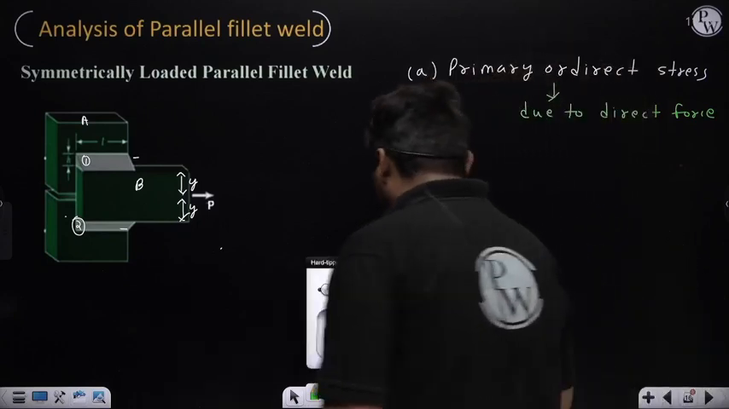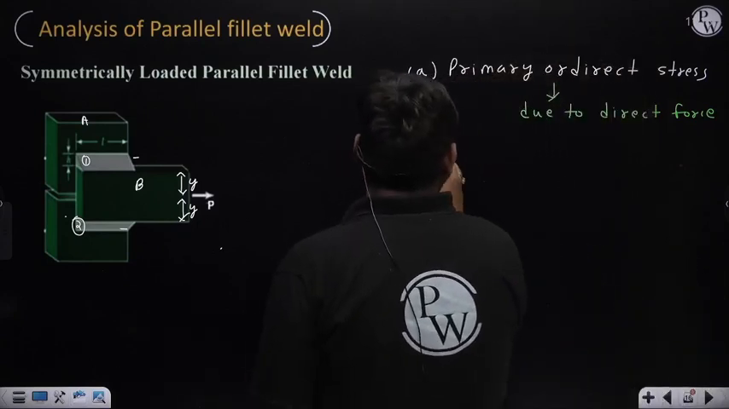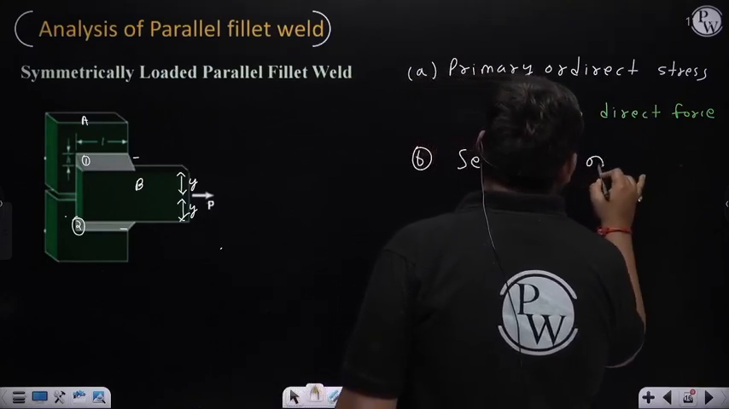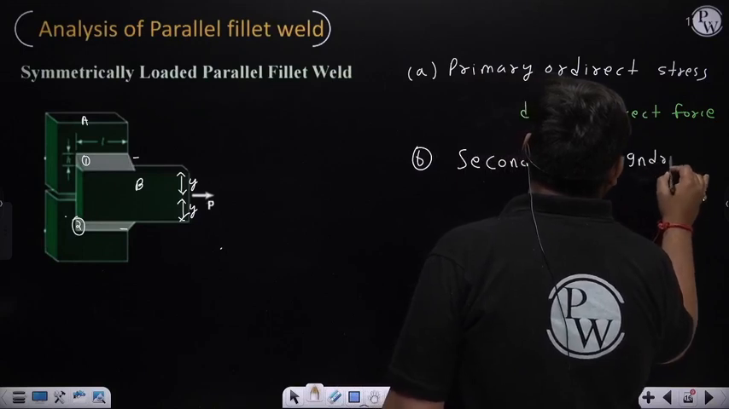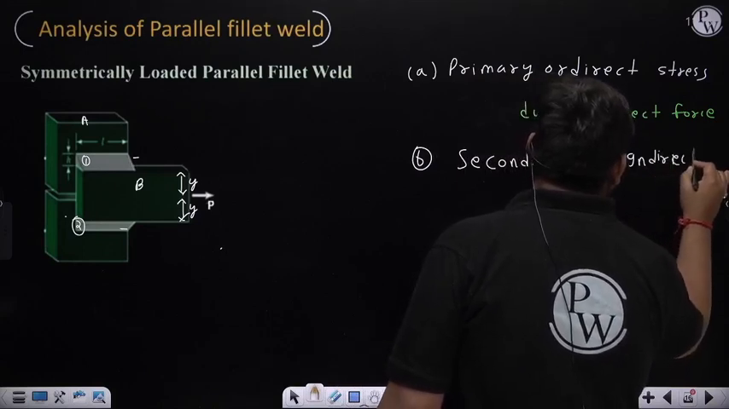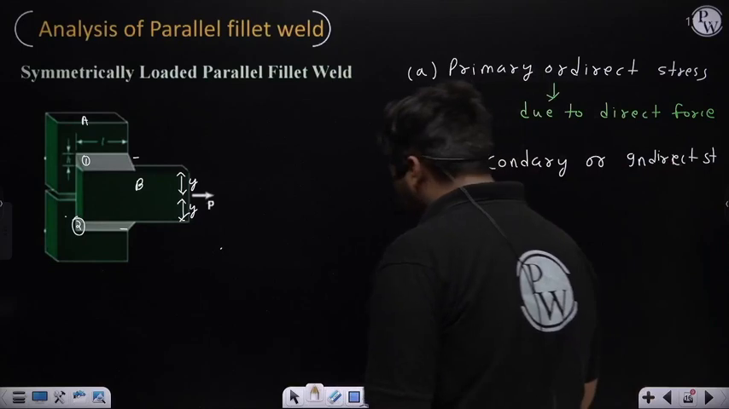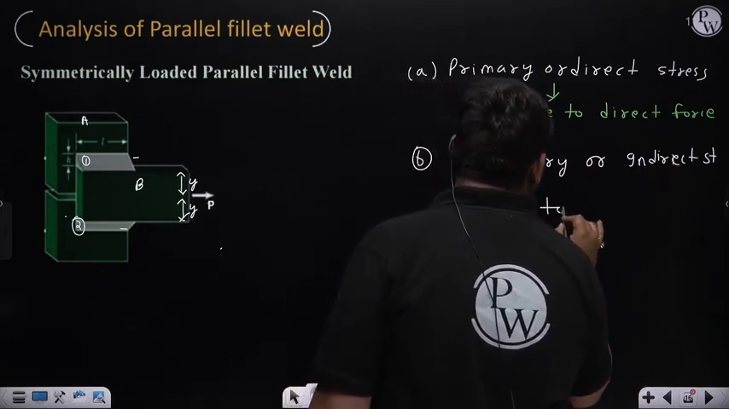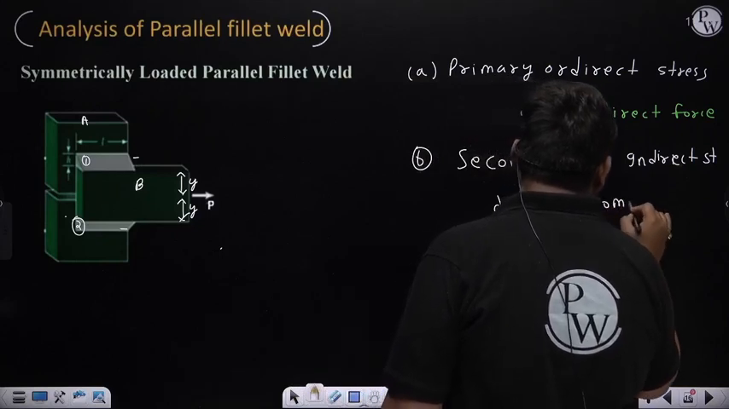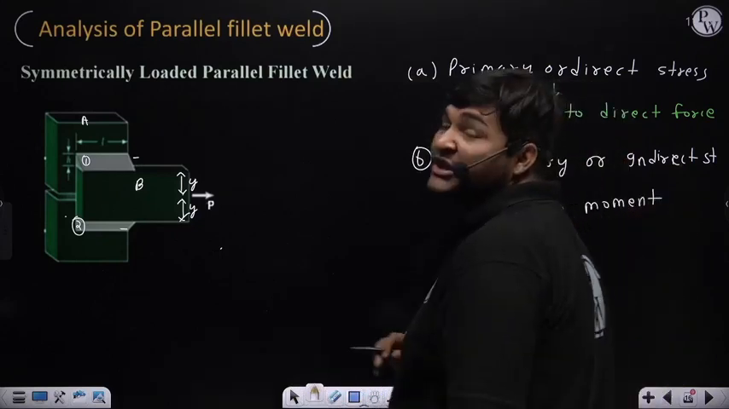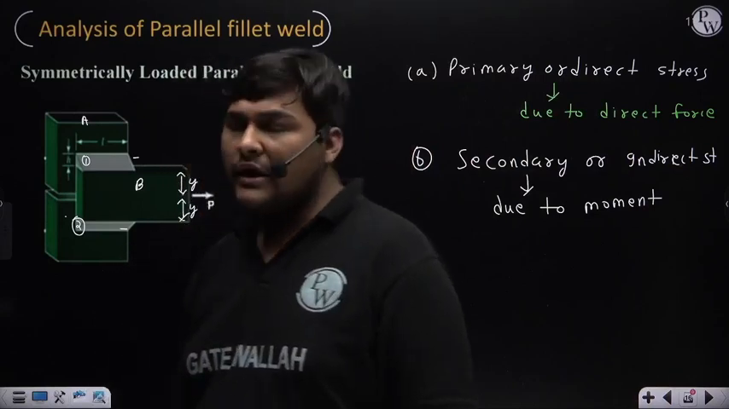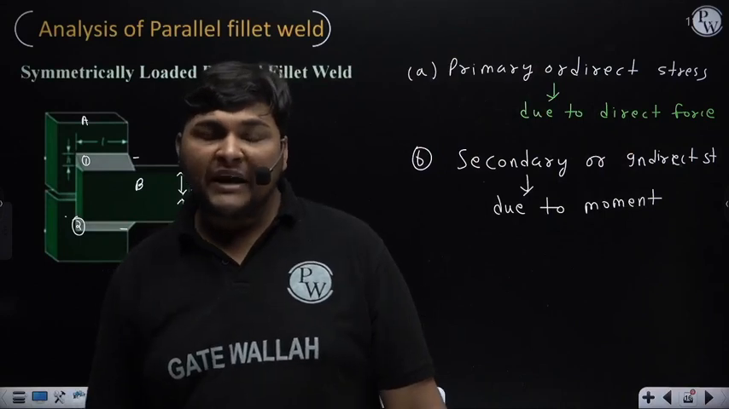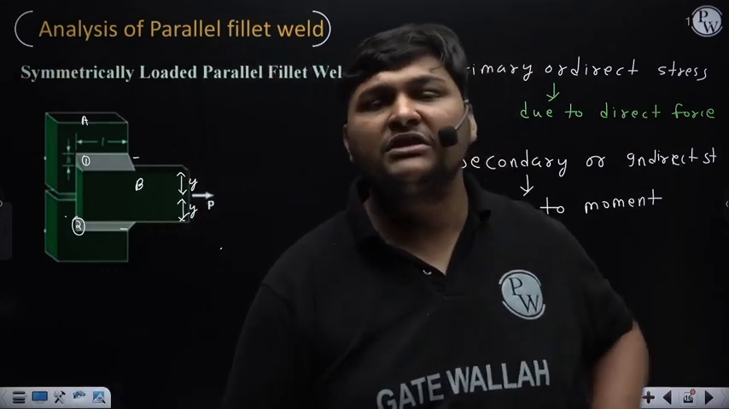Now the second one is secondary or indirect stress. You can write this by giving a note point. What is secondary or indirect stress? Whether it is normal or shear, that is a different thing. But secondary or indirect stress is the stress which is coming due to moment. And generally due to moment, more stress is induced as compared to force. So primary or direct stress is the stress which is coming due to force. Secondary or indirect stress is the stress which is coming due to moment.